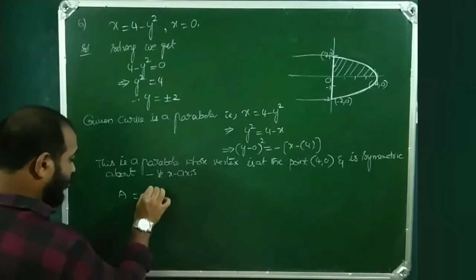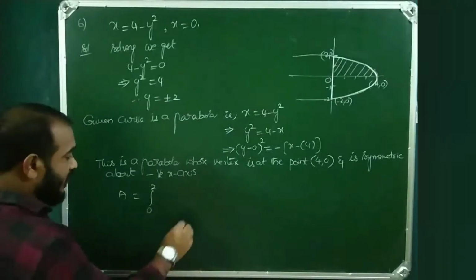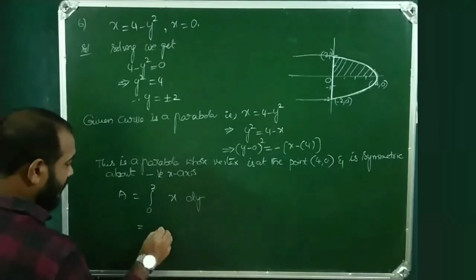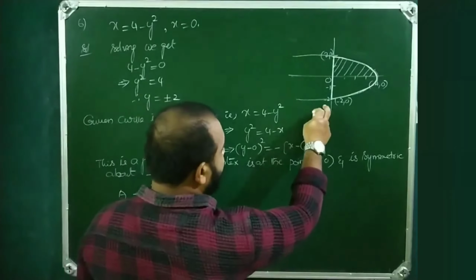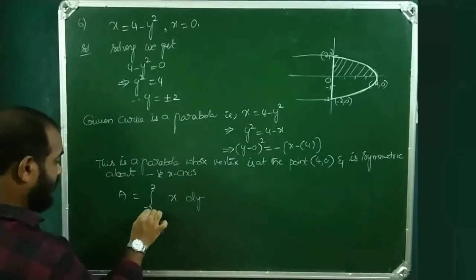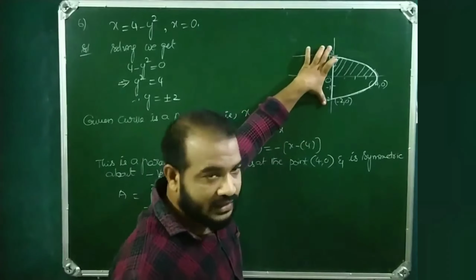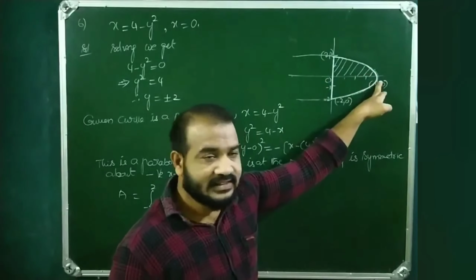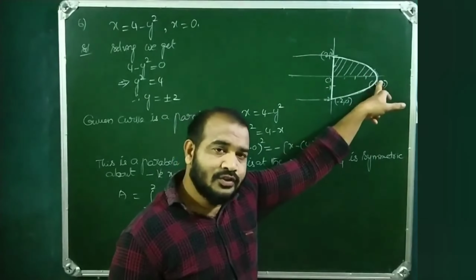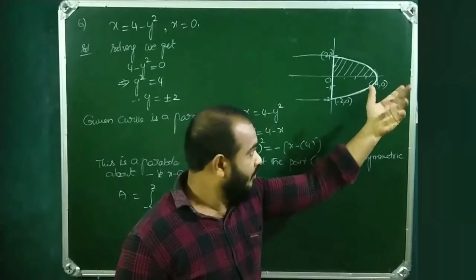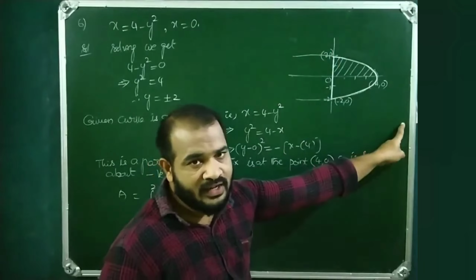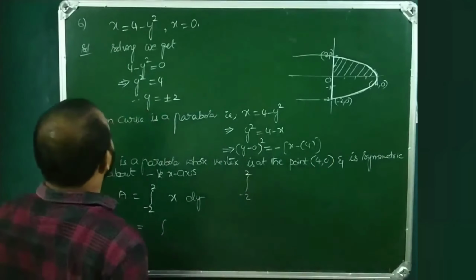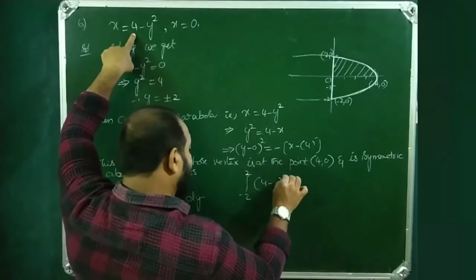So 0 to 2 are the limits of y. Therefore it is x dy. So here this is actually minus 2 to 2, the total region. Otherwise we can do 0 to 2. Since it is symmetric about the x-axis, we will multiply the answer by 2. Both are okay. Minus 2 to 2 of x dy, x is 4 minus y square. So what I mean to say is the integral from minus 2 to 2 of 4 minus y square dy.